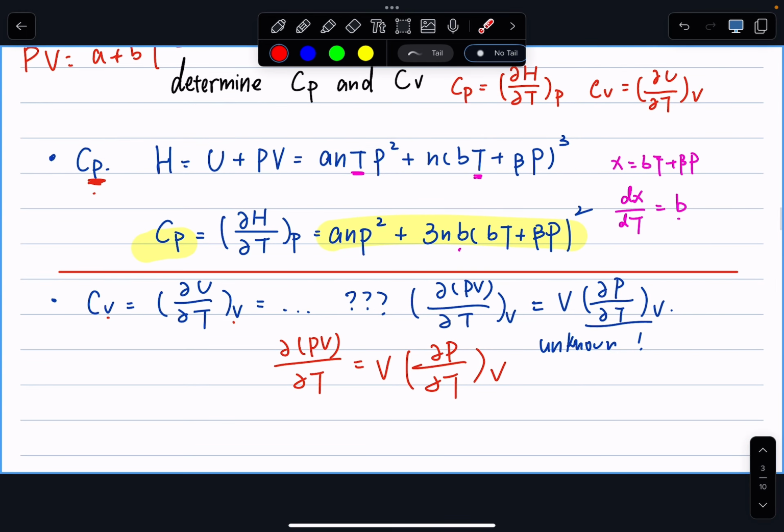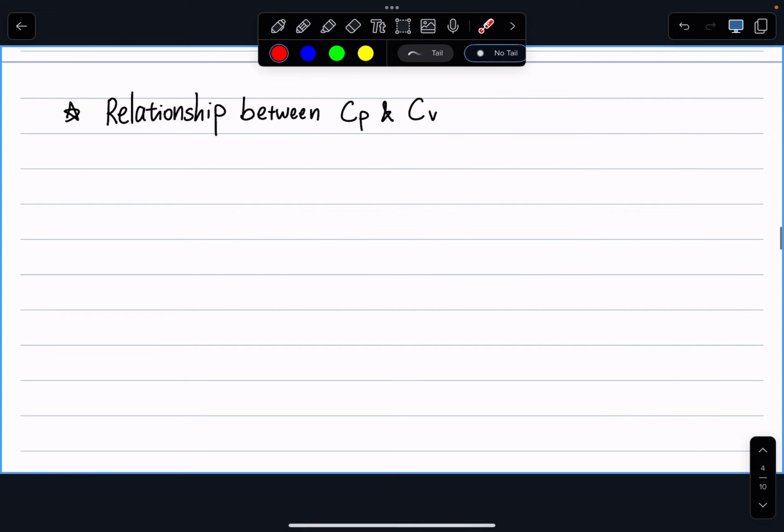So we don't know it, otherwise we don't have to solve it. Okay, so that's one example question. The second example question, again, let's do it together. We're trying to derive a relationship between these two heat capacities.